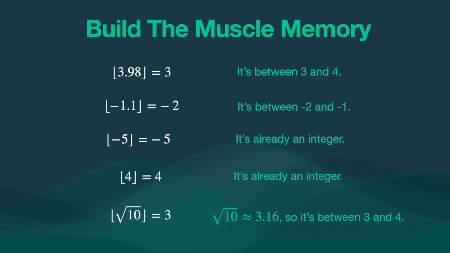But for the square root of 10, we first find its value, which is nearly equal to 3.16. So its floor is 3 since it is between 3 and 4.